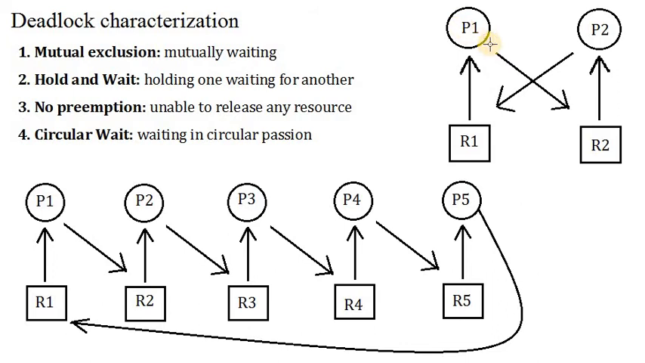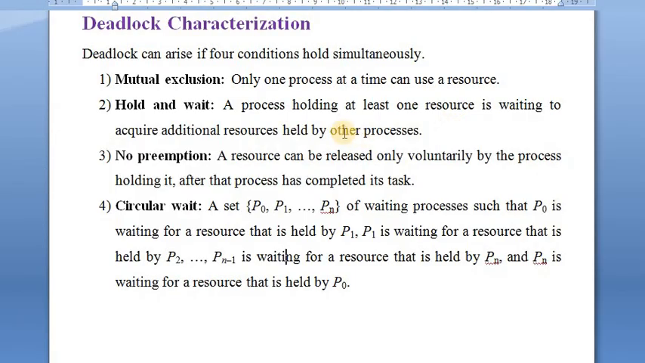P1 is waiting for P2 because P2 has to release R2, and P2 is waiting for P1 because R1 has to be released by P1. That is why they are mutually waiting for one another. That is mutual exclusion. Now let us see hold and wait.